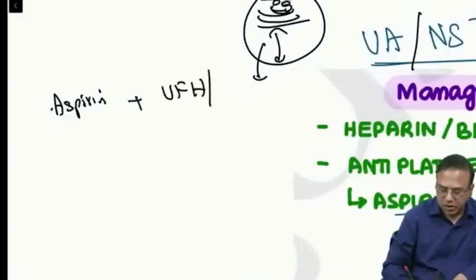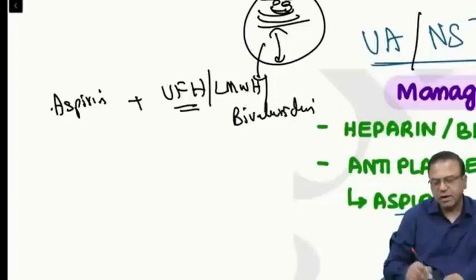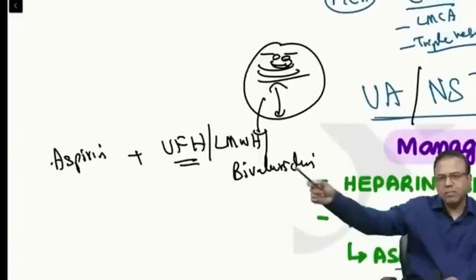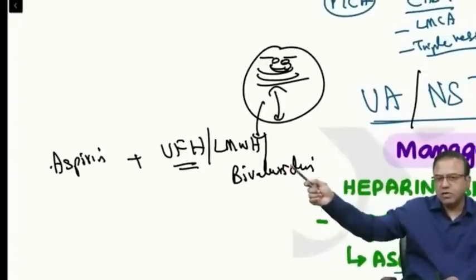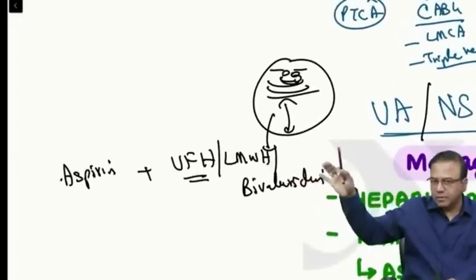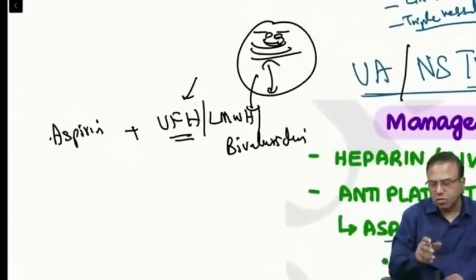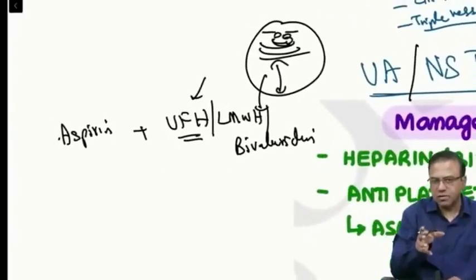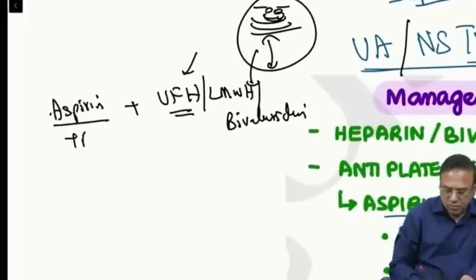Among the unfractionated heparin alternatives, you can use low molecular weight heparin or bivalirudin, of which generally unfractionated heparin is the best because low molecular weight heparin takes time. Bivalirudin, a direct thrombin inhibitor, you use if the patient has a history of heparin-induced thrombocytopenia. So this is the choice of drug. This is IV because you can control it, you can start it and stop it fast. It's a preferred option. Earlier we used to use aspirin plus a P2Y12 inhibitor.